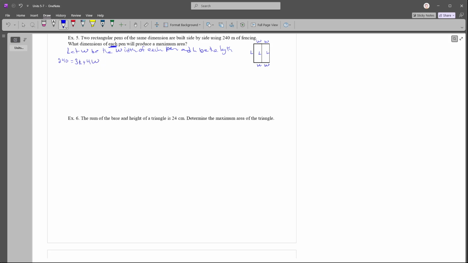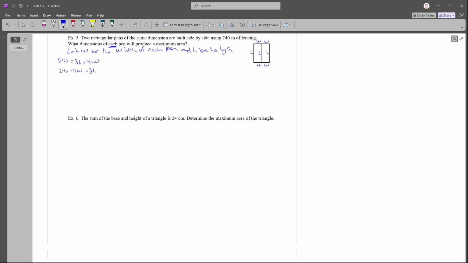Can we simplify this in any way? No, not really. There's no common thing that we can divide everything out by, so we just kind of have to isolate the hard way. Which one should we keep here? Should we keep L or should we keep W? We've been using L this entire time, so why rock the boat? So let's bring our 4W to the other side. So that means we're going to have 240 minus 4W is equal to 3L.